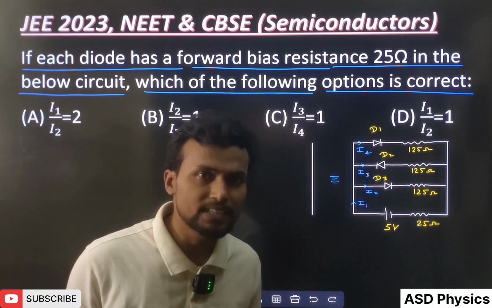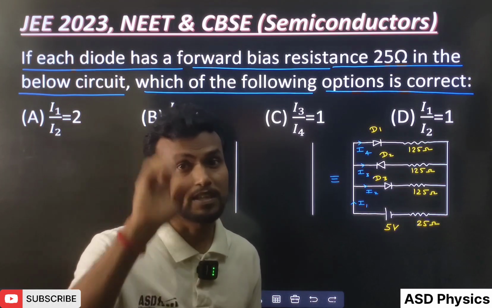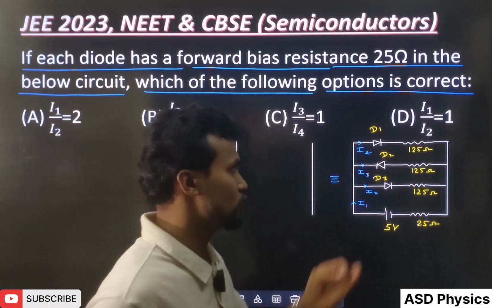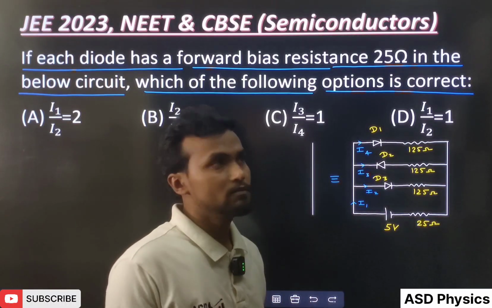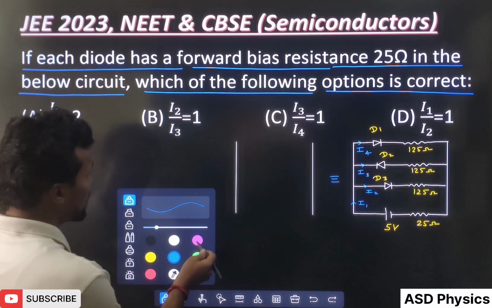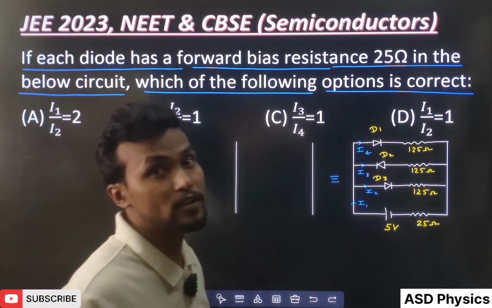If in case nothing is given, then in forward bias the diode will be a short circuit with 0 ohm resistance, but here they are telling 25 ohm, so we will use the 25 ohm. When we replace the diode, we will replace it with 25 ohm resistance. But before replacing, we should know very well which diode is forward bias and which is reverse bias.